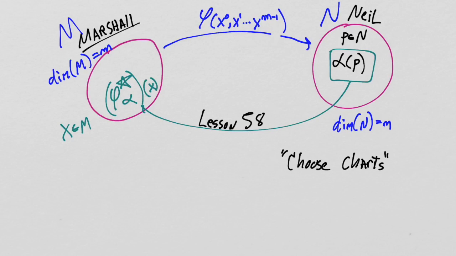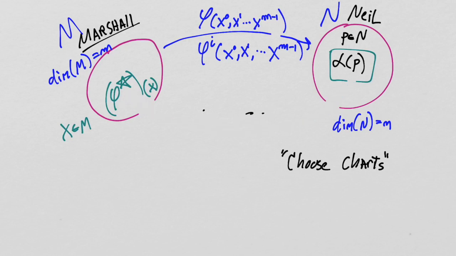So of course that means that there are really little n of these psi functions. They take the coordinates of a point in Marshall, and they return the ith coordinate of the point in Neal. So you have n of these functions. So with that in mind, we can create this mapping as we did in lesson 58, I think it was. Yes, it was lesson 58.